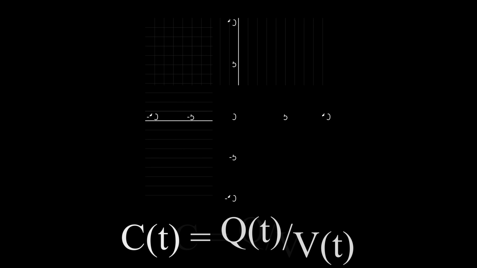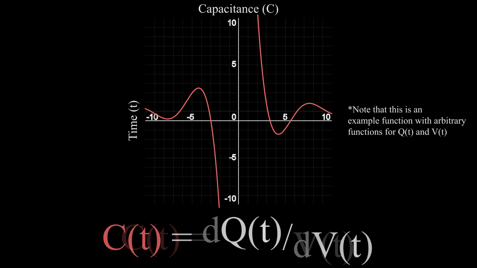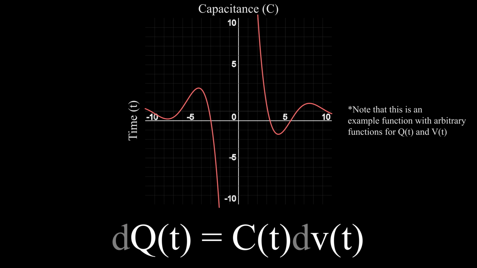If we work in differentials, or tiny changes, we can rewrite the original formula as a function representing the capacitance of a capacitor as it changes in time. This can be represented as the derivative of its charge with respect to voltage, both as functions of time, which can then be arranged to this.